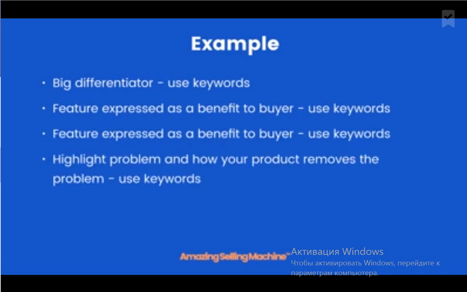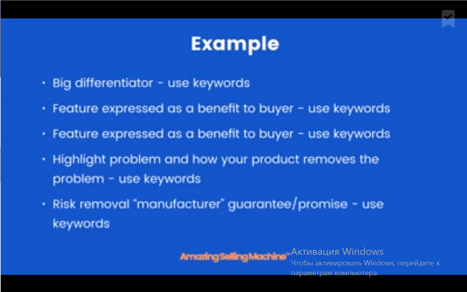Bullet 4, highlight a problem and how your product removes the problem. And again, you're going to use keywords. And lastly, risk removal. And that means using a manufacturer guarantee or promise. And again, we use keywords. Using the word manufacturer is very important.